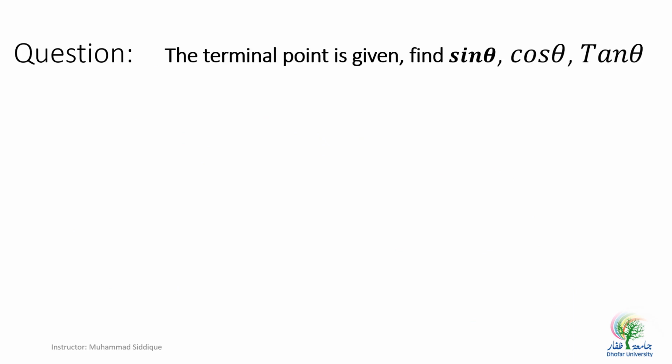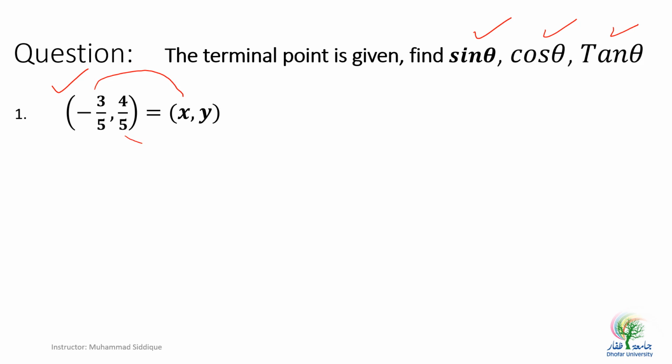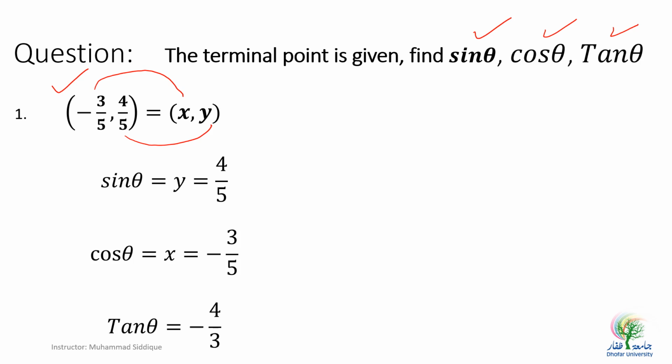Let us do some questions. The terminal point is given. Find sine theta, cosine theta, tangent theta. They say we have to find sine theta, cosine theta, tangent theta. So you know this is x and this is y. From the rule we know x is cosine and y is sine. So sine theta is 4 by 5, cosine theta is minus 3 by 5, and tangent theta is y by x. After calculation we will get 4 by 3.